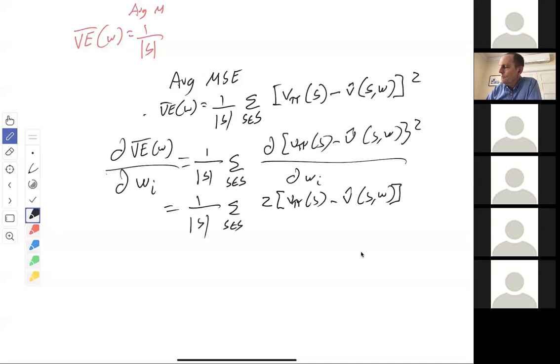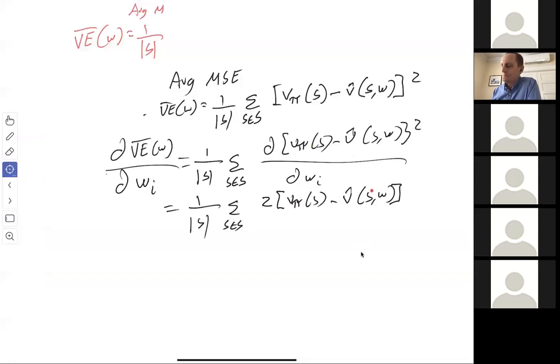I'm not sure. So we're taking the derivative with respect to W, right? So we had this, see if I can. So we have here, we're taking the derivative of this something squared, right? And so it's 2 times that something times the derivative of the something. So we need to take the derivative of what's in this brackets with respect to W sub I.